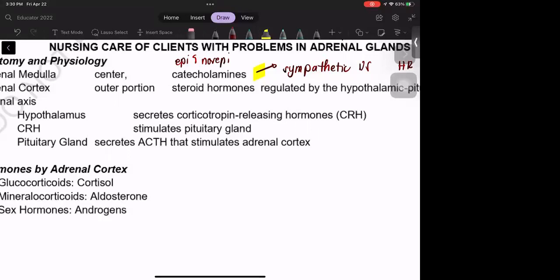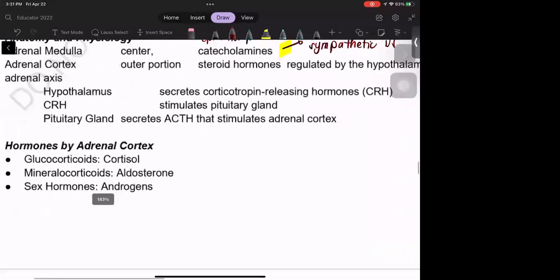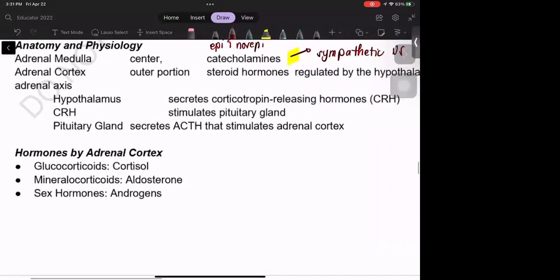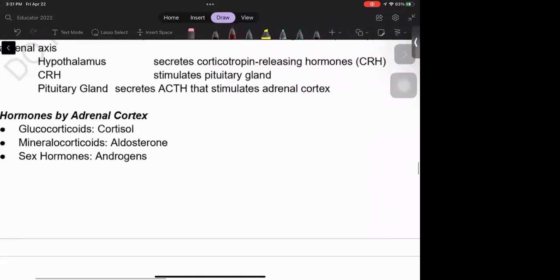That stimulates your adrenal gland to release hormones. Okay? Now, there are 3 hormones there that you need to remember. You have your glucocorticoids, your mineralocorticoids, and then your sex hormones. I think I was able to touch some of this on the introductory lecture. Now, class, let's talk about your glucocorticoids.